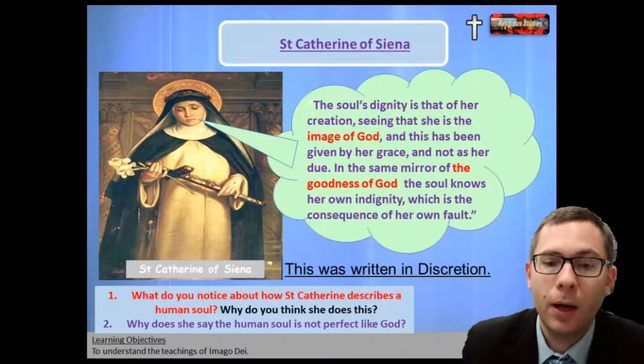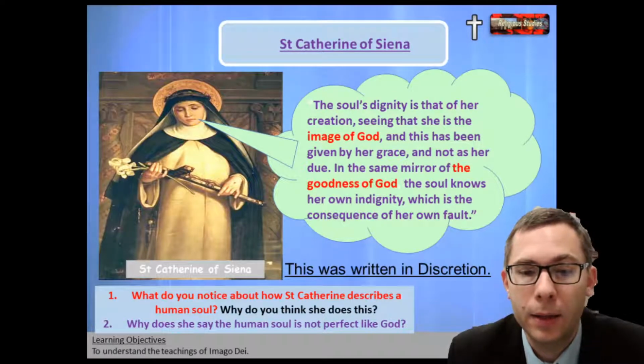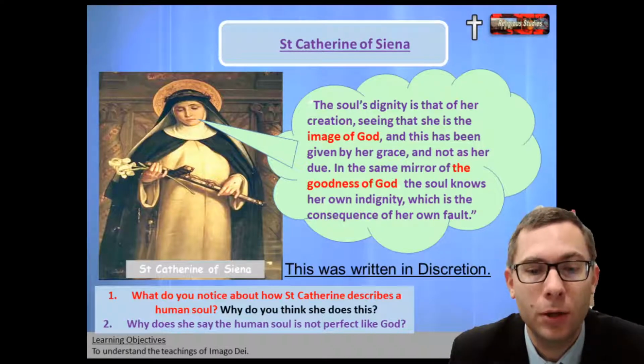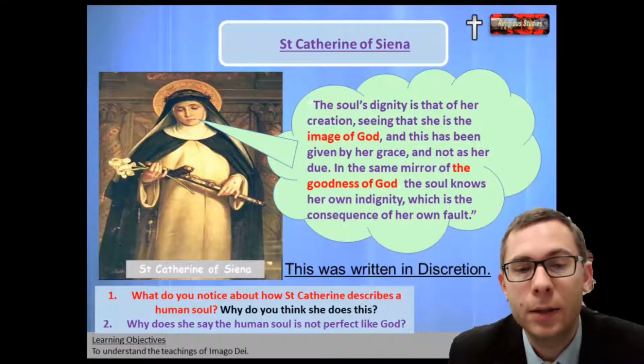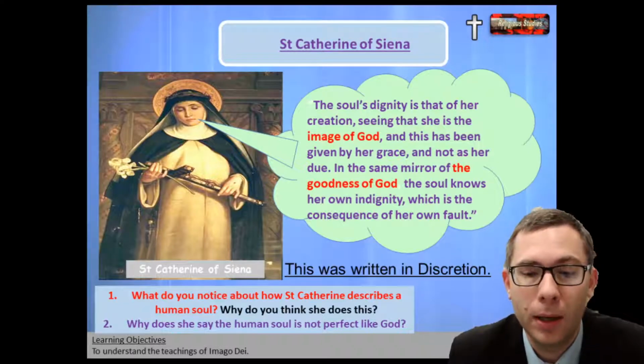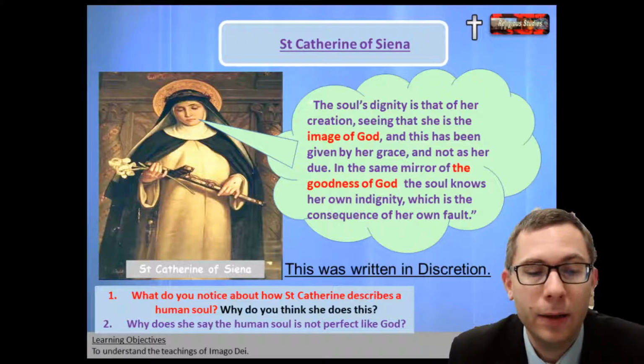So behind me then is a quote from St. Catherine of Siena, and this was written in a piece of work she did called Discretion. What I'd like you to do is read this over and answer those two questions that are on my right there, or on your left. So what do you notice about how St. Catherine describes a human soul? And what does she say about why the human soul is not perfect like God? So pause me now and get that done, then come back to me.